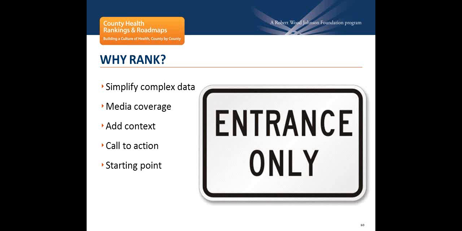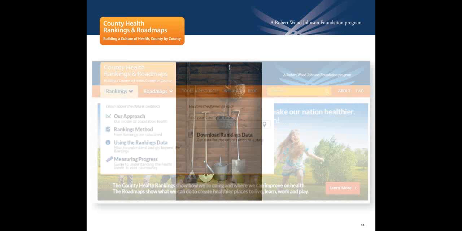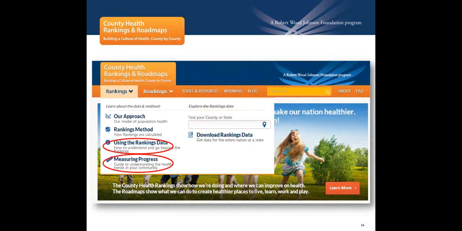In fact, if every county in a state improved its health at the same rate, everyone's ranks would all stay the same. So look for ranks to inform your progress measurement, not drive it. Ranks are one tool among many. In this webinar, we'll be introducing you to other tools as well that you can add to your toolkit for measuring progress. You'll find much of what we covered today in a new guide we've added this year, Measuring Progress. We'll also be referencing tools from using the rankings data.